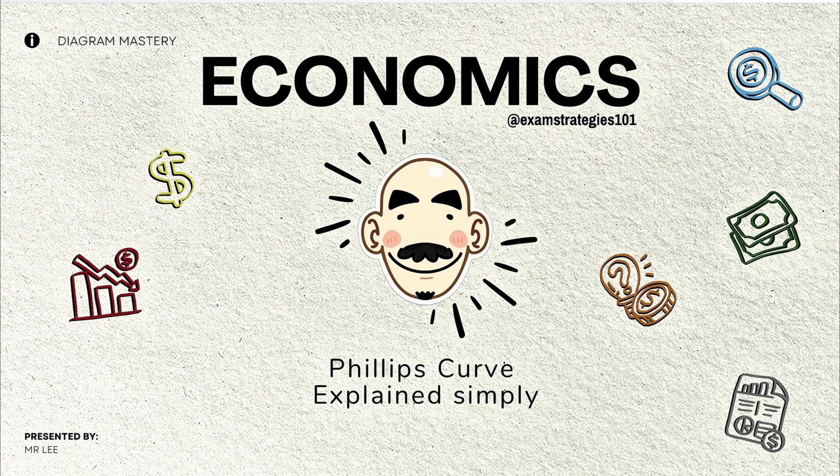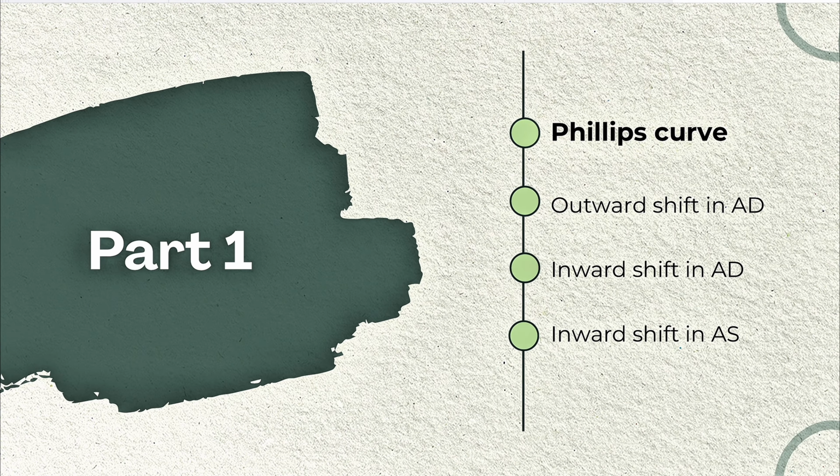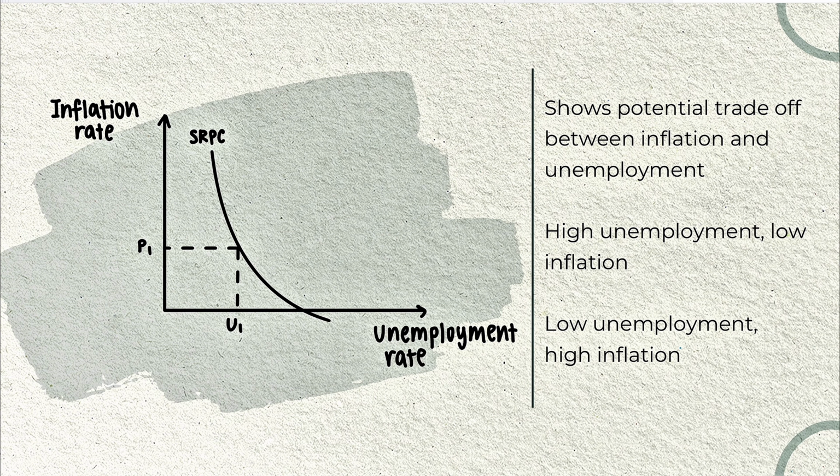In this video, I'm going to be explaining the Phillips curve, simply. Here we have what we call a Phillips curve, and this shows the potential trade-off between inflation, here, and unemployment, here. As you can see, when there is high unemployment, there'll be low inflation, and when there's low unemployment, there'll be high inflation.